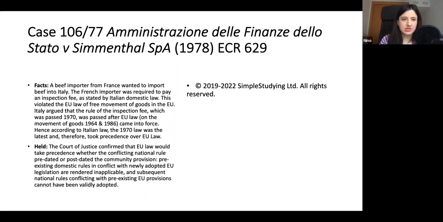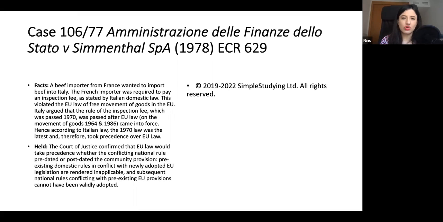Here we're going to discuss the Simmenthal SpA case, which is also an important case about this topic, supremacy. A beef importer from France wanted to import beef into Italy. The French importer was required to pay an inspection fee, as stated by Italian domestic law. This violated the EU law of free movement of goods in the EU. Italy argued that the rule of the inspection fee, which was passed in 1970, was passed after EU law, and therefore it had to take precedence over EU law because it was more recent legislation. The Court of Justice confirmed that EU law would take precedence. It doesn't matter.